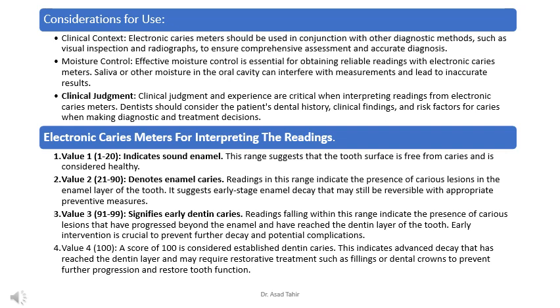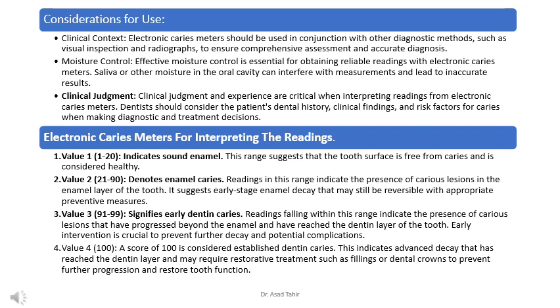Value 1, 1 to 20, indicates sound enamel. This range suggests that the tooth surface is free from caries and is considered healthy. Value 2, 21 to 90, enamel caries. Readings in this range indicate the presence of carious lesions in the enamel layer of the tooth. It suggests early-stage enamel decay that may still be reversible with appropriate preventive measures.